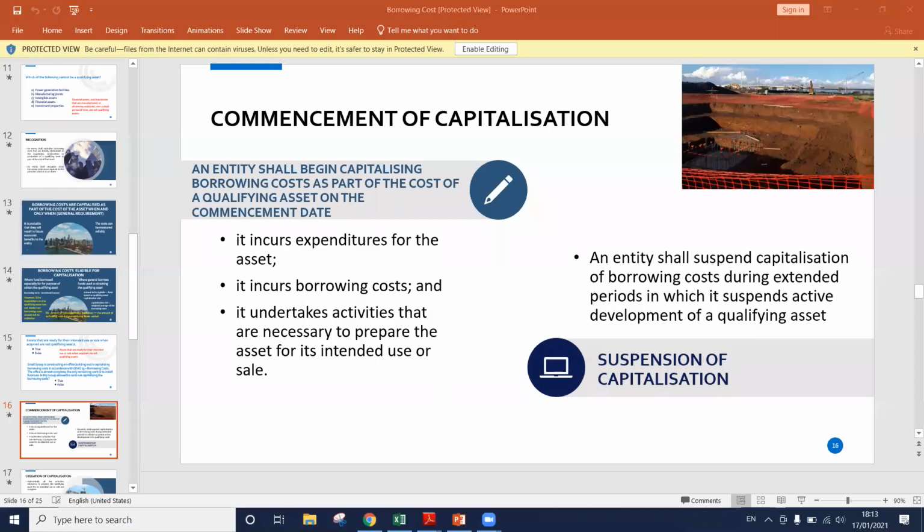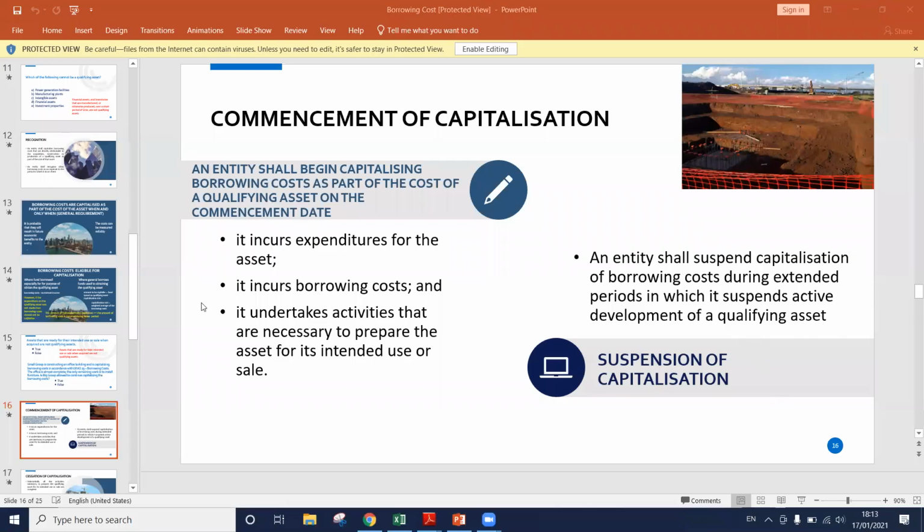Right. So these are the 3 conditions that need to be met in order to start or commence the capitalization process of borrowing cost. Borrowing cost අපිට මේ දේවල් තුනම satisfy වෙන්නේ කවද්ද? එදා ඉඳන් තමයි අපිට capitalize කරන්න පටන් ගන්න පුළුවන් වෙන්නේ. Right? The 3 conditions.